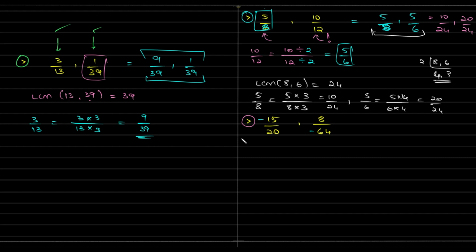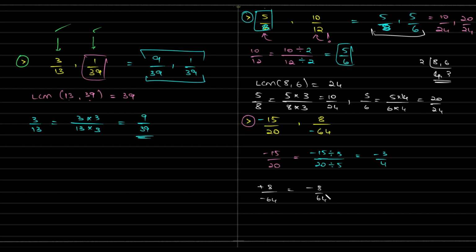So now the first step will be to convert this to something which has the negative term in the denominator. Since this already has it, the next step I can do is divide with the HCF, and in this case the HCF is 5. So we have minus 3 by 4, right? Next is 8 by minus 64. So positive divided by negative is negative.